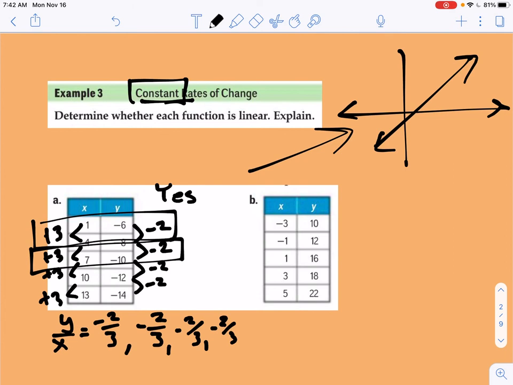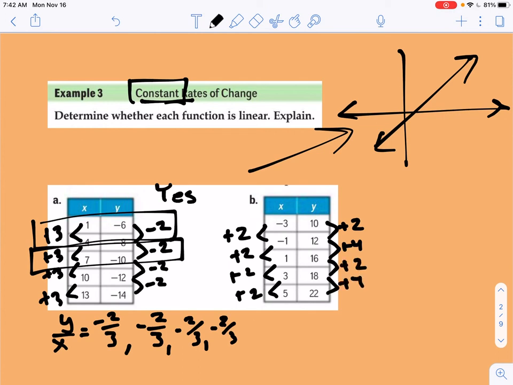Now for B, it's going up 2 again, but this time on the X. And it goes up 2 each time. All right, that's good. That would be my X. And then my Y, it looks like it goes up 2, and it goes up 4, and it goes up 2, and then it goes up 4. So there's some kind of pattern, but I don't know if I have a constant rate of change until I think about it in terms of, is each of these the same?